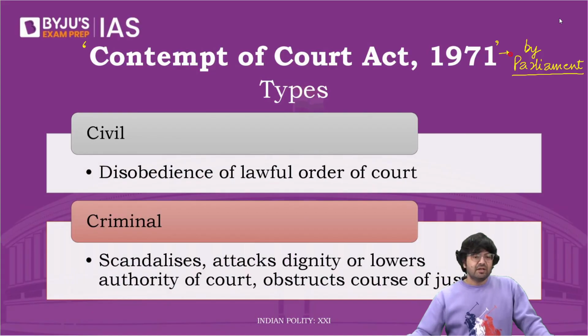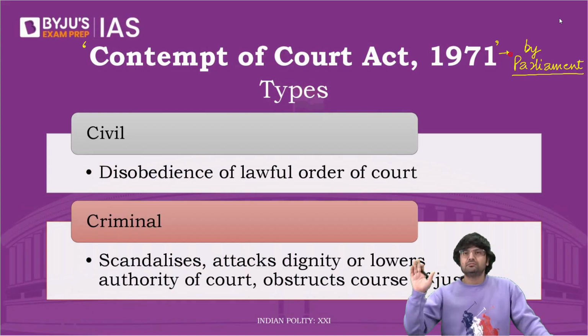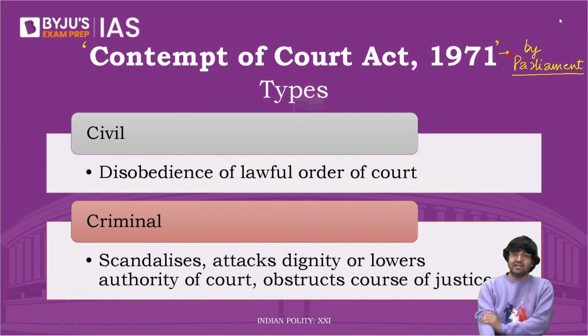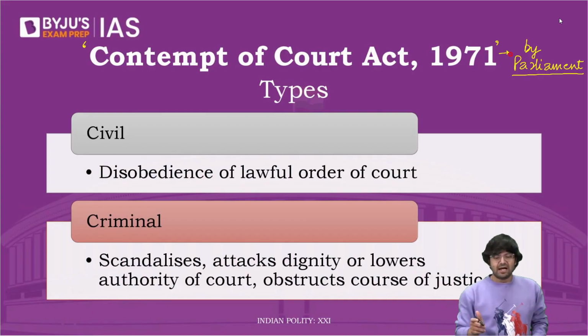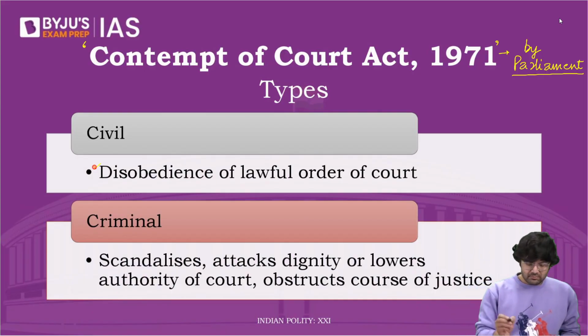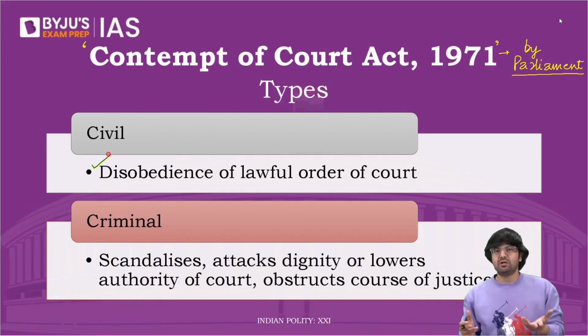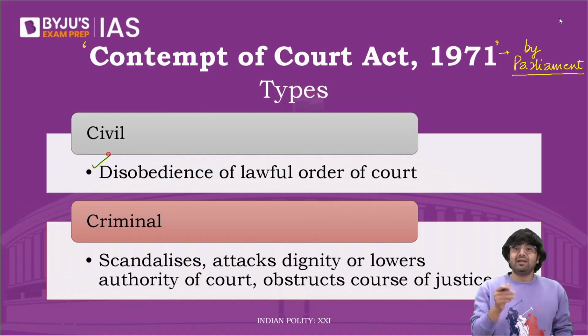What two kinds? How can you cause contempt of court? One thing you can do is disrespect the court by not following the court's order. You refuse to follow the court's order. That's called civil contempt of court. You say, I will not obey the court's order. The court gives a judgment, an order, and you don't follow it deliberately, knowingly, willfully. That is civil contempt of court.